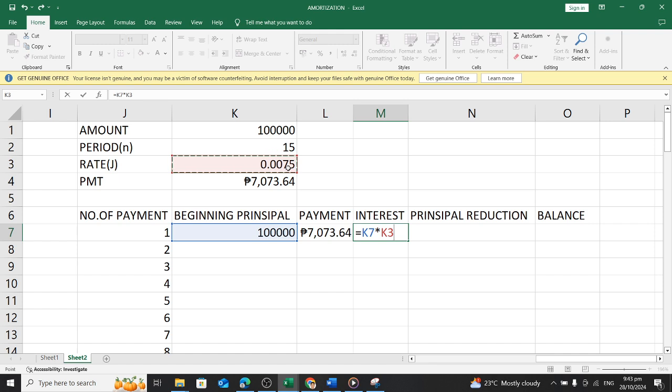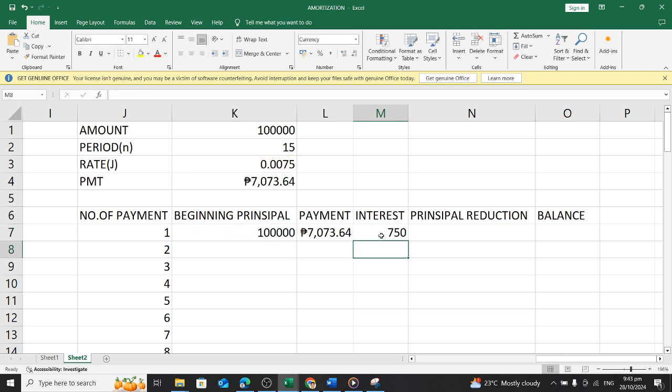0.0075. Since our rate is constant, class, don't forget to write the dollar sign so that later on, if we drag, it will not change. That's the purpose of the dollar sign, to make it constant. So in every number that is constant, we need to put a dollar sign so that it won't change. All right, that is 750.